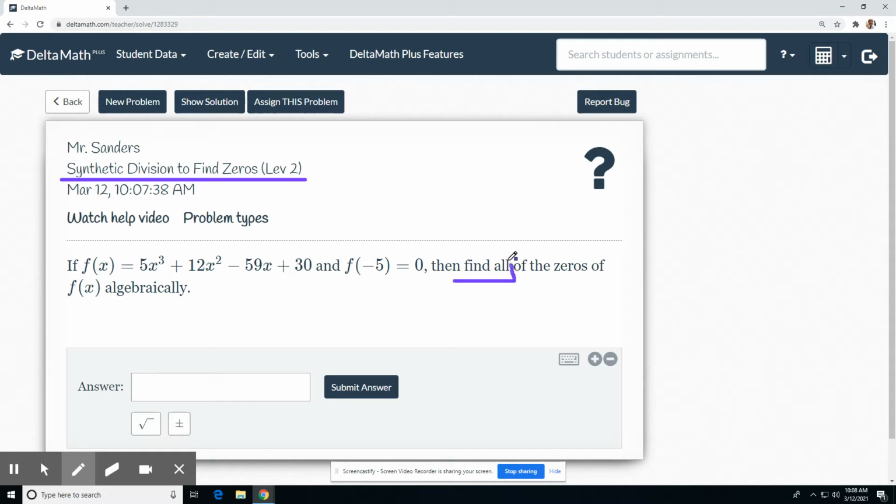And then we're asked to find all of the zeros of f of x algebraically. Well, we found a zero already. One of the zeros is -5, but let's remind ourselves, zeros are also called roots, solutions, or x-intercepts. So that means that if -5 is a solution, a zero, a root, or an x-intercept, then from the remainder theorem, x plus 5 is one of the factors of this polynomial.